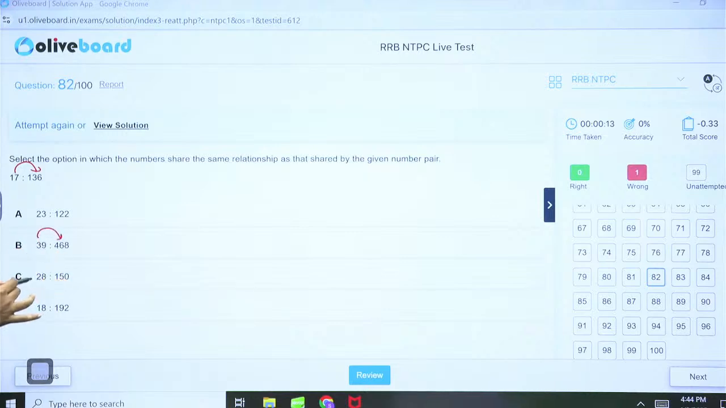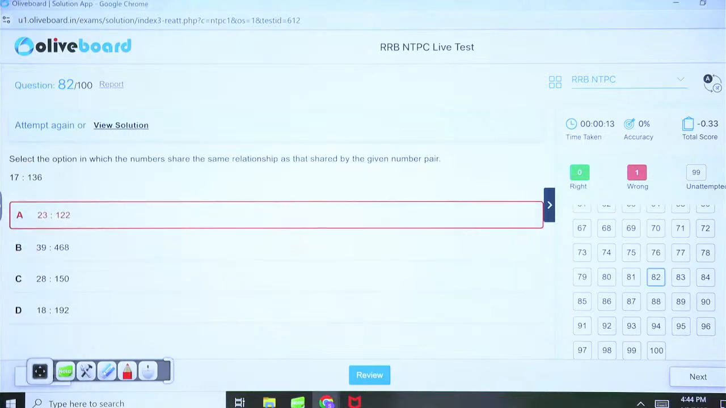39 is the multiple of 468. 28 is the multiple of 150. 18 is the multiple of 192. But it's not valid here. Right? Yeah, I think option A is the right answer. What do you say? So option A is the right answer. They are all multiples, but oh, sorry, it's not working. Okay, 17 into 8 is 136.